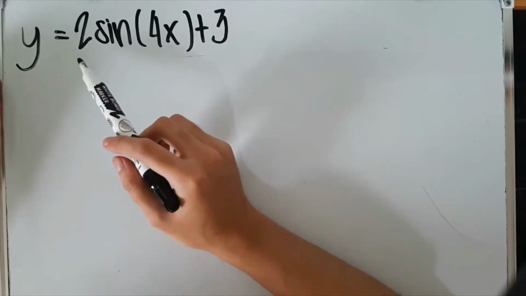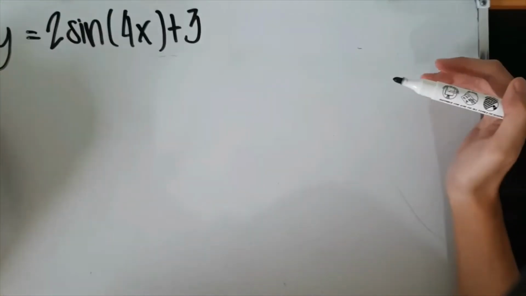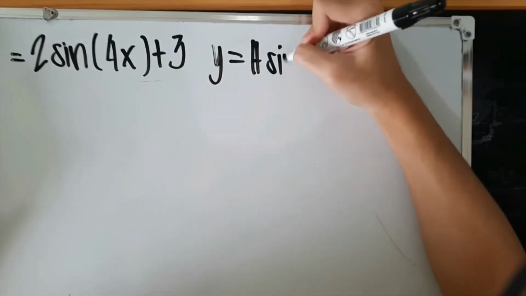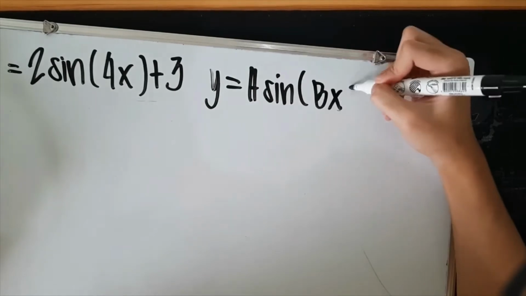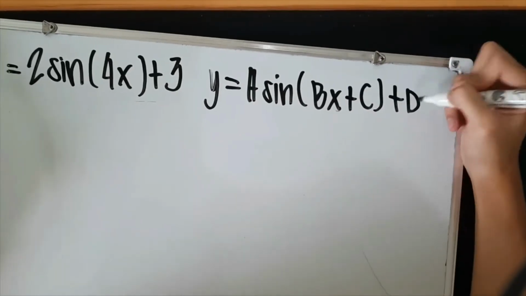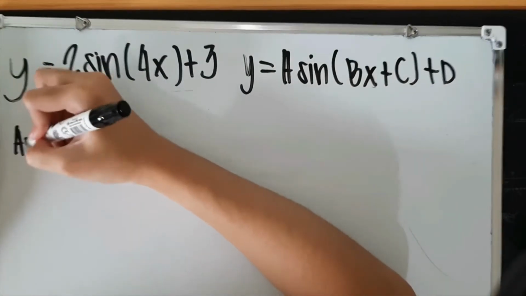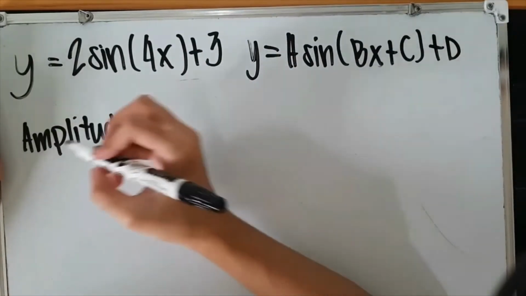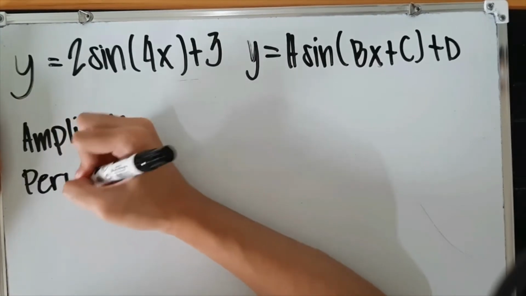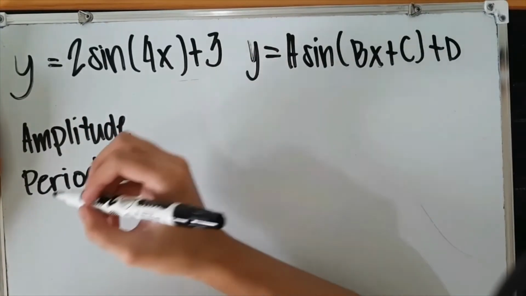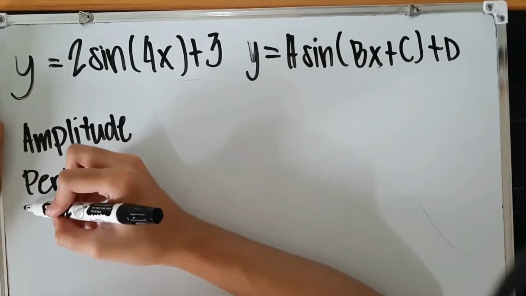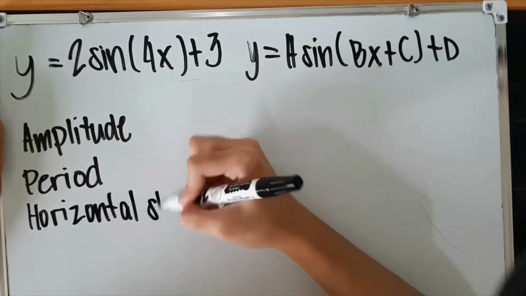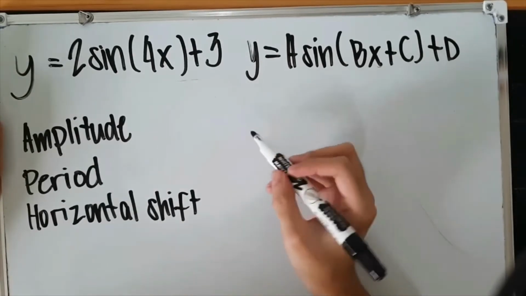Now, let's do the example for sine. We should always remember the general formula, which is y is equal to a sine bx plus c plus d, where a is the amplitude, b is the period, c is the phase shift or horizontal shift, and d is the vertical shift.